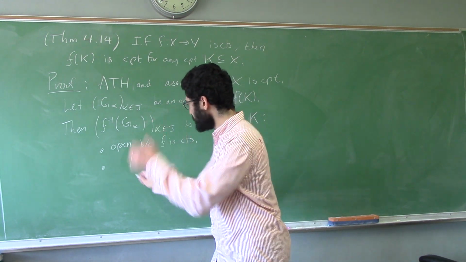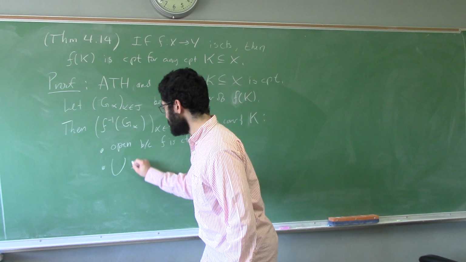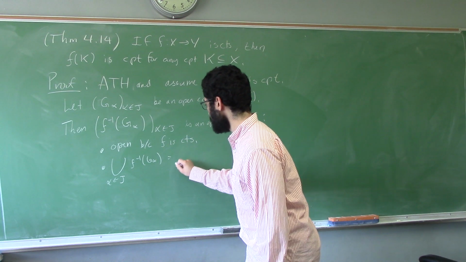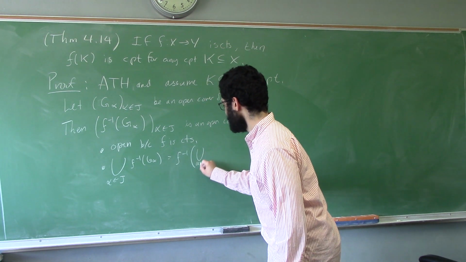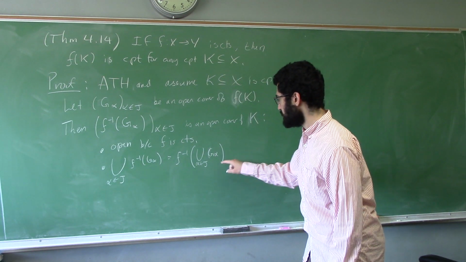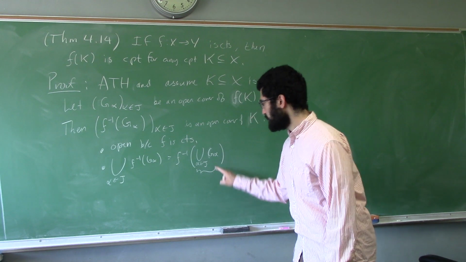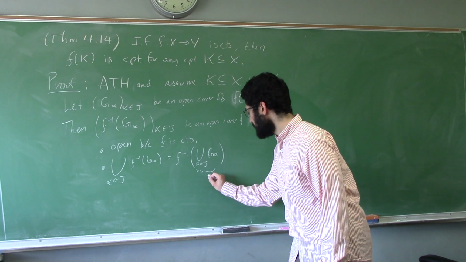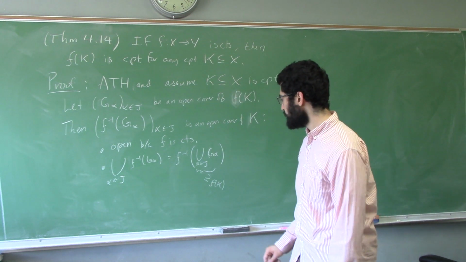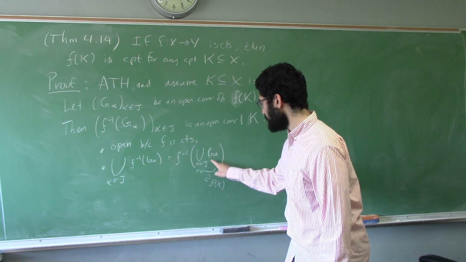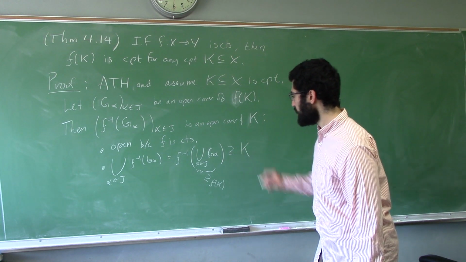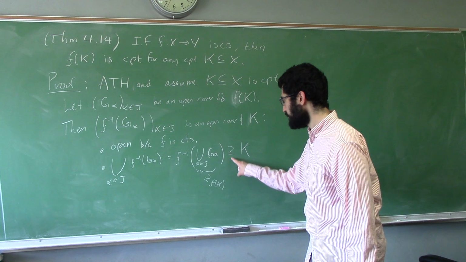Okay, and why do they cover? That's just some set theory. If I take the union of the preimages, then that's the preimage of the union. And since the union of the G_alphas contains as a subset f(K), I'd like to argue that the preimage of the union contains as a subset K. So let's just talk that through and verify that this inclusion works.